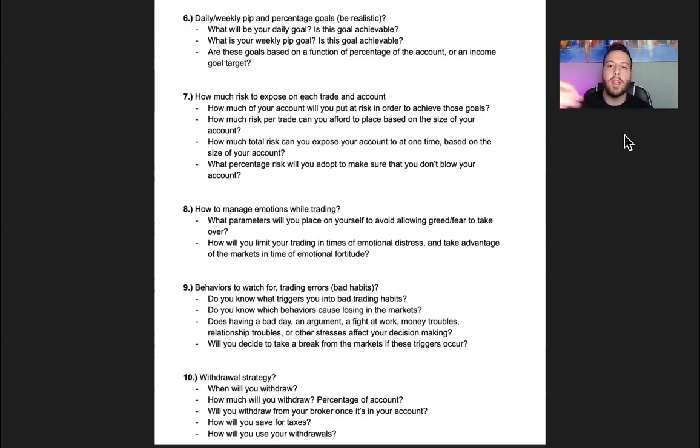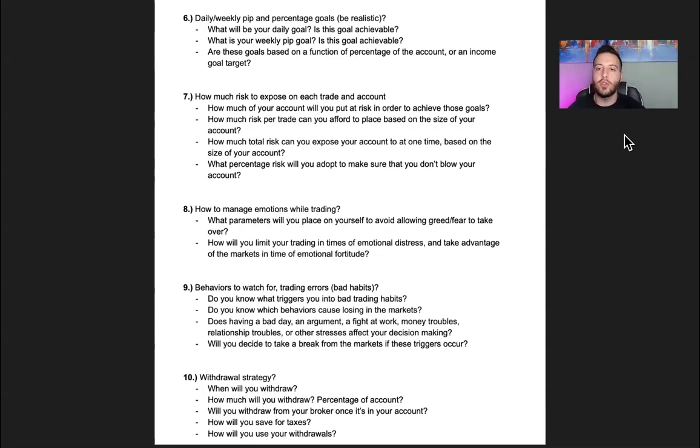When you're consistently trading past a profit objective, the chances that you give the money back are getting higher and higher with every trade that you take. So if you want to protect your profits, the most important thing is to understand when are you willing to walk away with the profits so you know when you've arrived. Number 7 is how much risk to expose on each trade and the account.